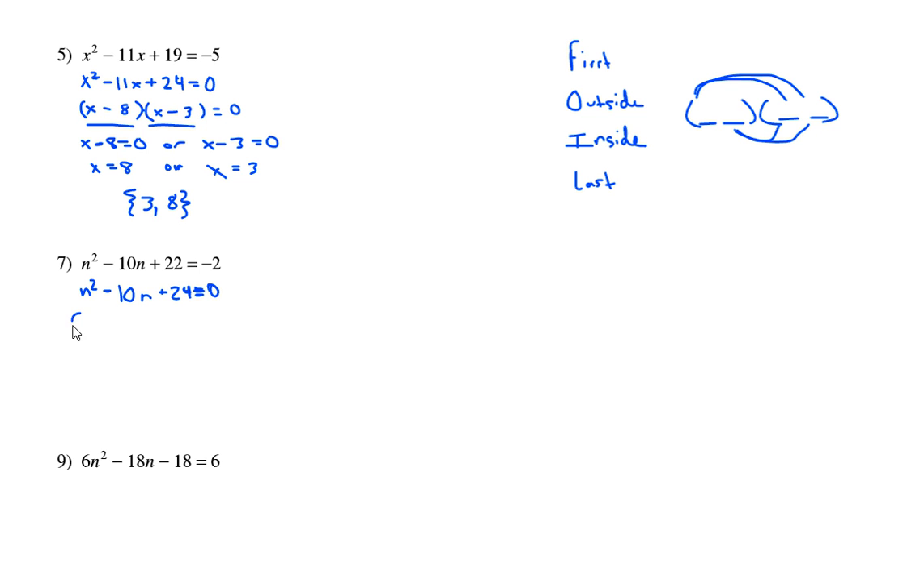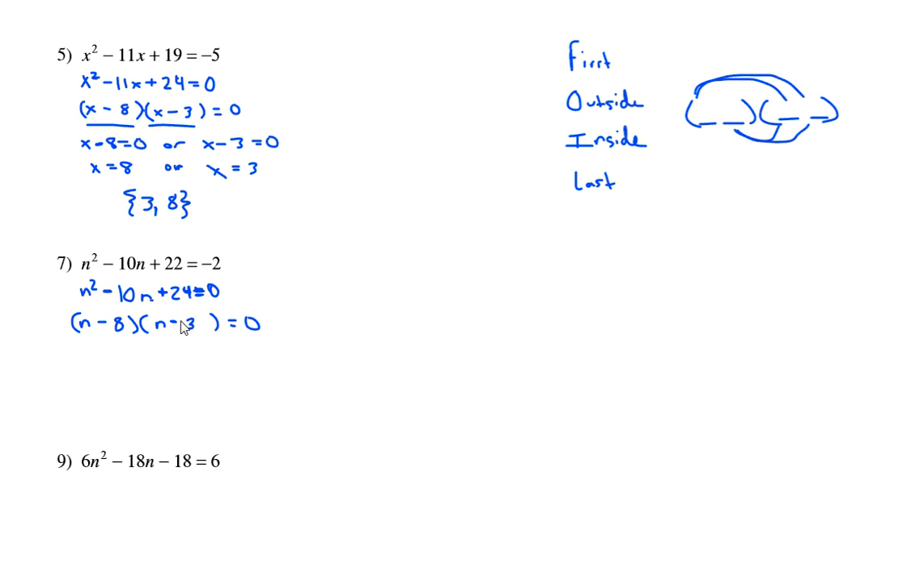So this factors into two binomials. n and n have to go in the first positions because n times n is n squared, and the last two positions have to multiply to a positive 24, but then we've got a negative in the middle here, so that tells me I'm going to need two negatives, because a negative times a negative gives me a positive, but then I need to get a negative when I combine them. When I multiply the outside and the inside terms together and then combine them, I need a negative 10n. So let's go with a negative 8 and a negative 3.